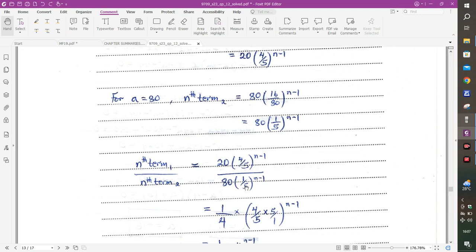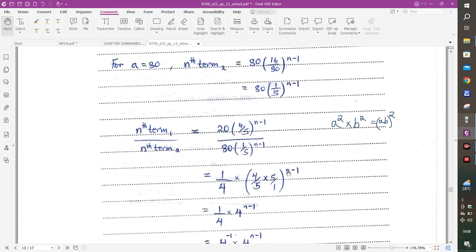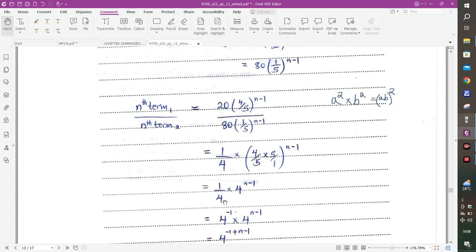And then these two, they are all to the power of n minus 1. That means I can put all of them in one bracket. It's like saying, if you have a power 2, and then you also have b power 2, this is the same as saying, put these two together, a, b, and then you put power 2 here. So 4 over 5 divided by 1 over 5, they are all to the power of n minus 1. So simplifying 4 over 5 divided by 1 over 5, of course, the 5 will go up. So this one cancels, then you remain with the 4 inside there. So it is that 4 which is now to the power of n minus 1. And now this 1 over 4 is the same as 4 power negative 1.